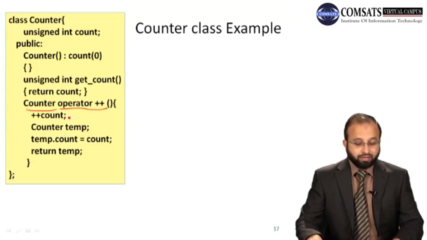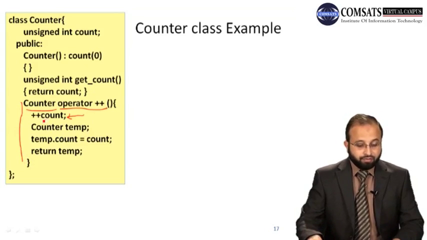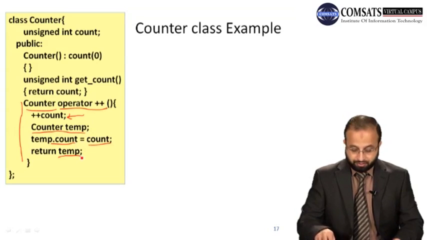So what tasks are performed inside this function? It first increments the value of the count. किसके count की value को increment करेगा? जो object इस routine को एग्जीक्यूट करने का सबब बनेगा, उसके काउंट की वैल्यू को पहले इंक्रीमेंट कर देगा, and then what it will do, it will create an object, temporary object, and it will assign the value of its own count to that temporary object count, and then return that temporary object, right?